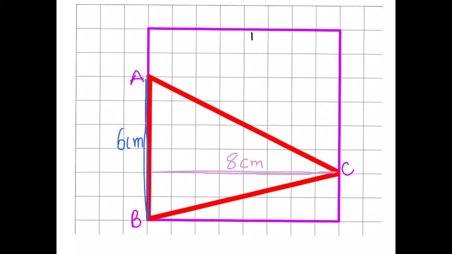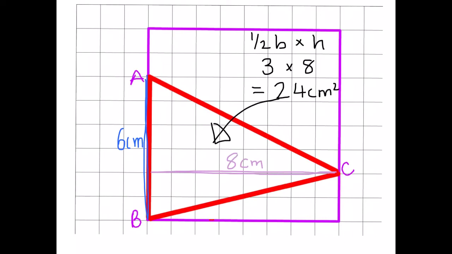Once we have that information, we can go back to our equation. Half my base times the height. My base is 6, half of that is 3. I'm multiplying it by my height of 8. So if I multiply out 3 times 8, 24 centimeters squared is the area inside that triangle.